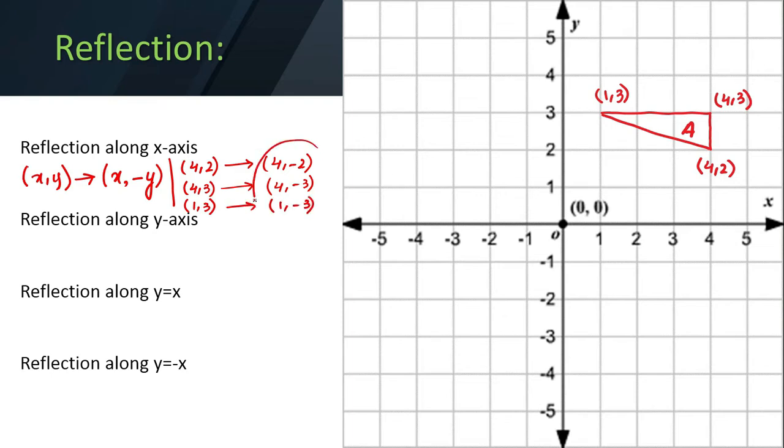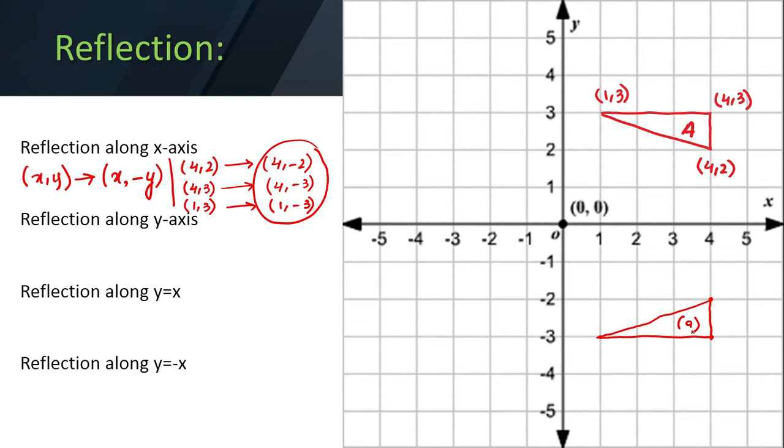Now if we mark these three vertices on the graph paper, (4, -2), (4, -3) and (1, -3) is the image of this triangle A. So here we have the image of triangle A along the x-axis, part A.